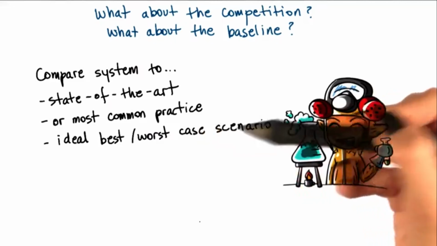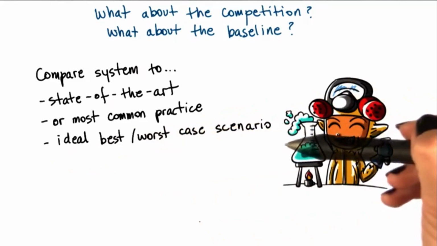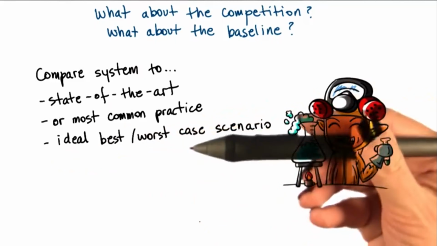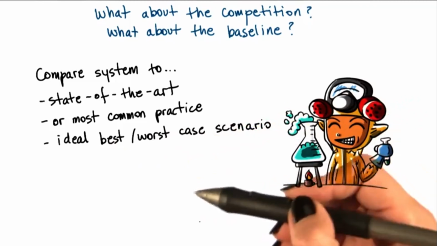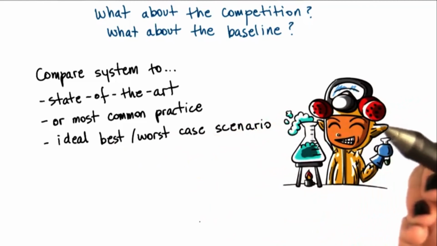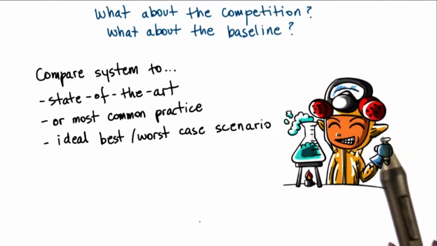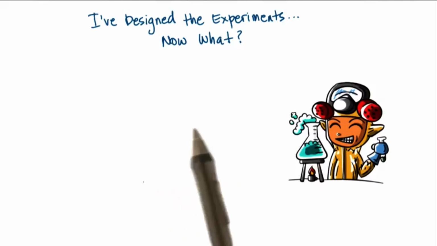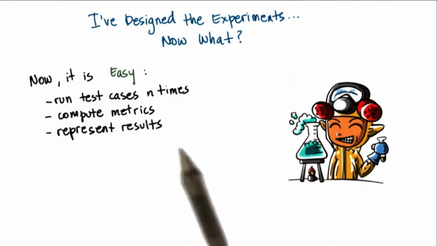Or at least think about evaluating your system by comparing with some extreme conditions in terms of the workload or resource assignment. So some of the best or worst case scenarios that will provide insights into some properties of your solution, like how does it scale as the workload increases, for instance. Okay, so at this point, we've designed the experiments, and now what? And now it actually becomes easy.